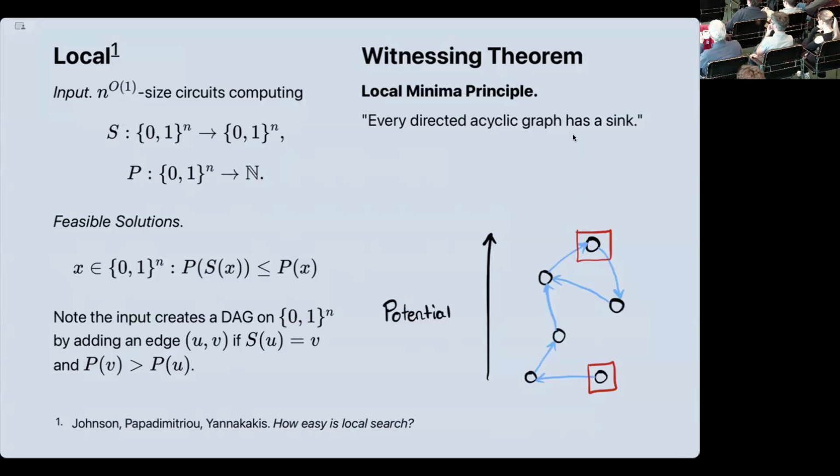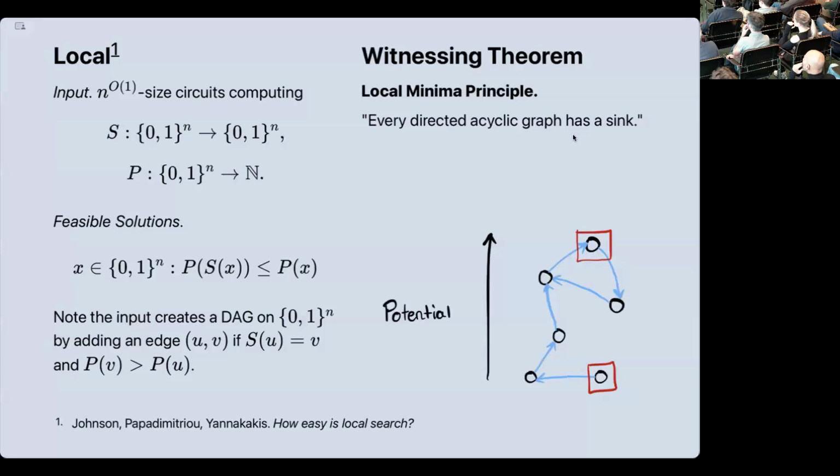Does that make sense? And so to draw a picture for this, the way to think about it is to think about these two functions as giving you a graph, okay? The way that I'm going to define this graph is by adding an edge between two strings if two things hold. First of all, the successor of u should be v. And second of all, the potential should be strictly greater than the potential of the node that you started with.